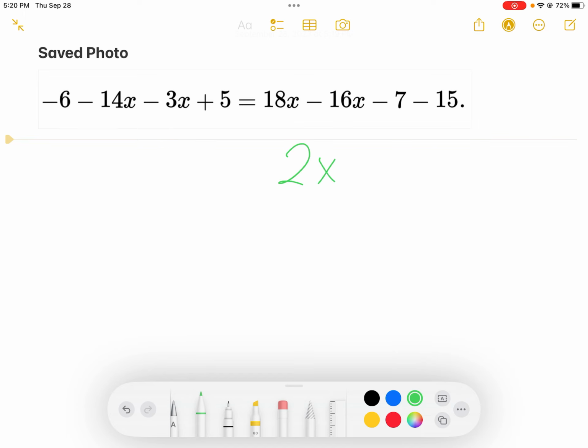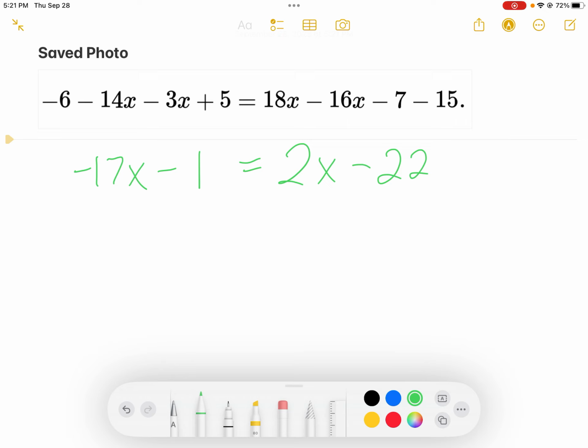We got 2x from combining those first two terms. Minus 7 minus 15, that's minus 22. And on the other side, we combine like terms. The negative 14 and negative 3x will combine to give negative 17x. Negative 6 plus 5 is negative 1.